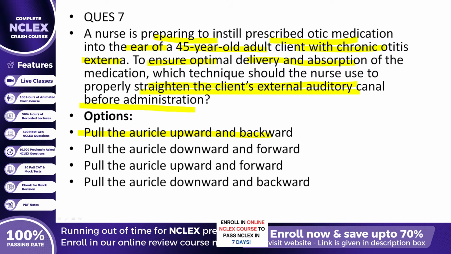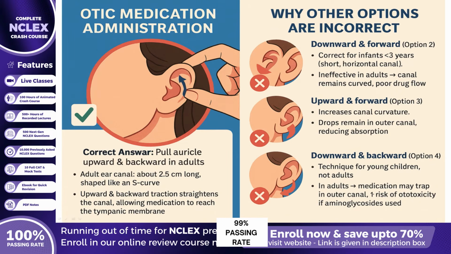This is correct because in adults, the ear canal is about 2.5 centimeters long and shaped like an S-curve. Pulling the auricle upward and backward helps straighten this canal, ensuring that the medication flows all the way to the tympanic membrane without pooling in the outer portion. This technique reduces the risk of irritation, improves absorption, and allows better coating of the inner structures with the medication. Moving on to why the other choices are incorrect.